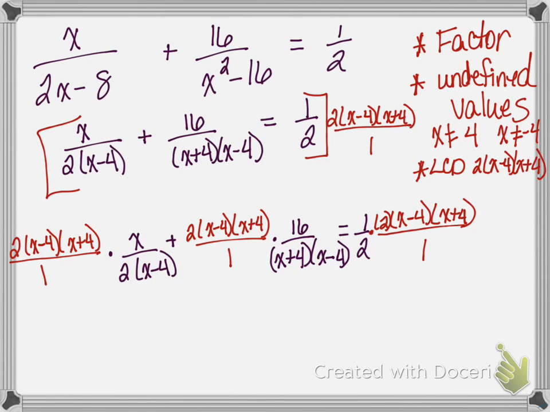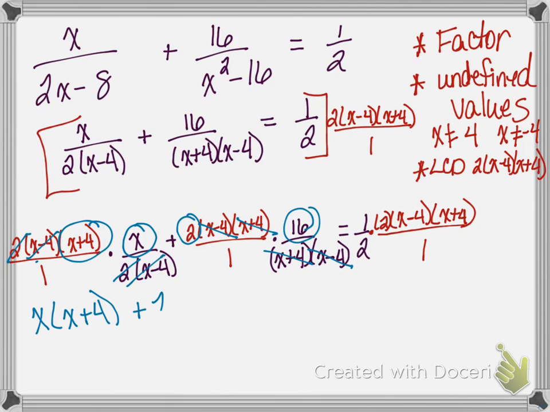Okay? Now, if it's on the top or the bottom, I can cancel it. So I have a 2 and I have an x minus 4. So I'm left with x times x plus 4. What do I have to do with that x? Distribute. Okay? My second one, I have x plus 4 and x minus 4 in the denominator, so I can get rid of both of those. I'm left with 2 times 16. My third fraction, I can cancel my 2's, and I'm left with x minus 4 times x plus 4.